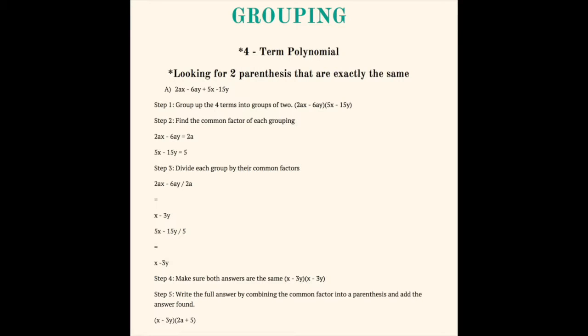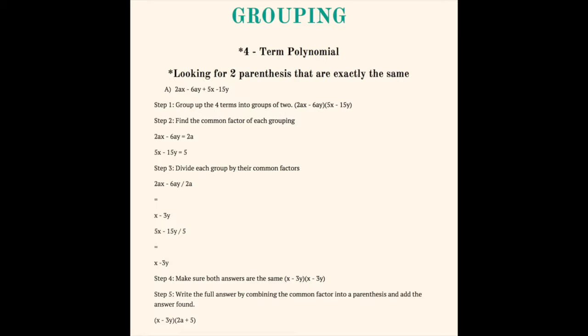Grouping. Important facts of grouping. 4-term polynomials. Looking for two parentheses that are exactly the same. Example A. 2ax minus 6ay plus 5x minus 15y. Step 1. Group up the 4 terms into groups of 2. 2ax minus 6ay and 5x minus 15y.